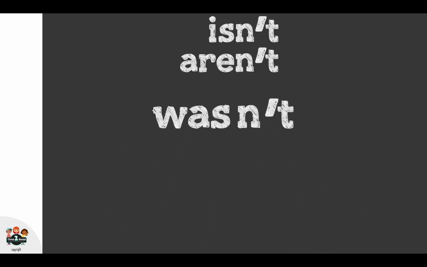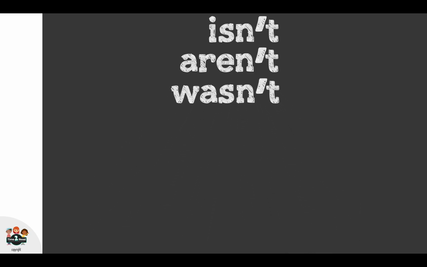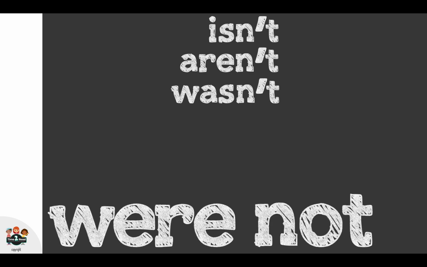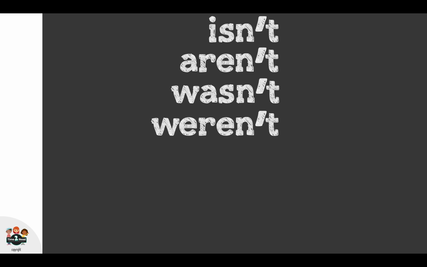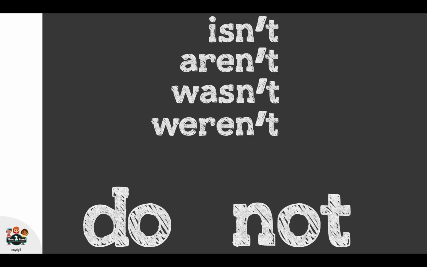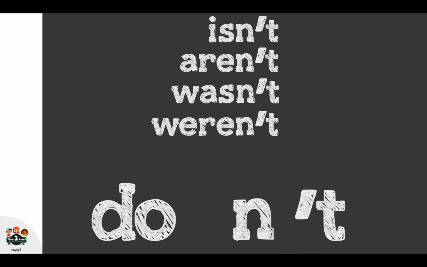Are you starting to see a pattern? Were not to weren't. I'm sure you are noticing that we are always dropping the "o" in not, but we are replacing it with an apostrophe. Let's see if the same thing happens in do not. We drop the "o" and replace it with an apostrophe.